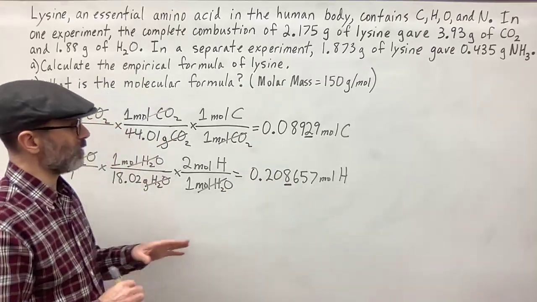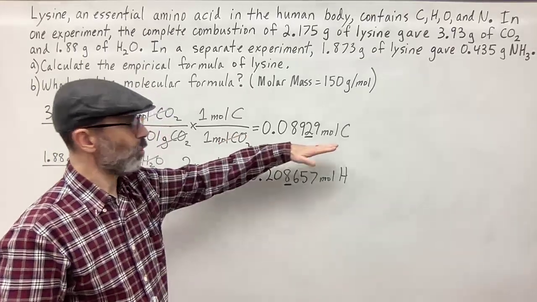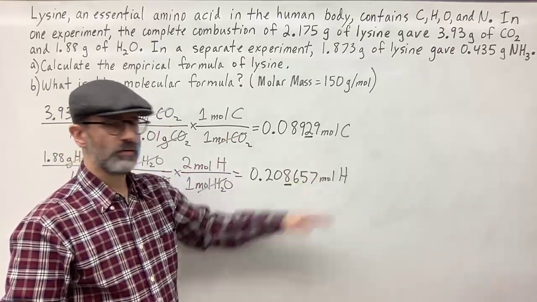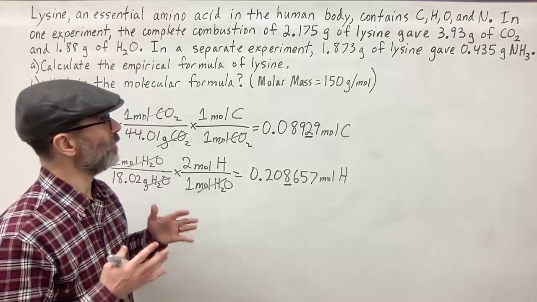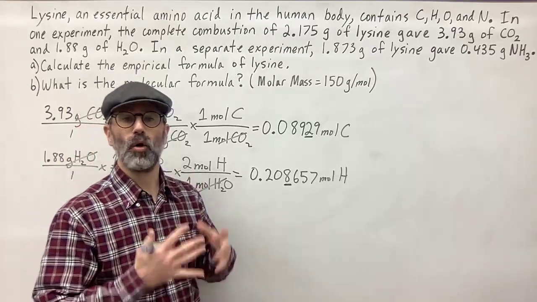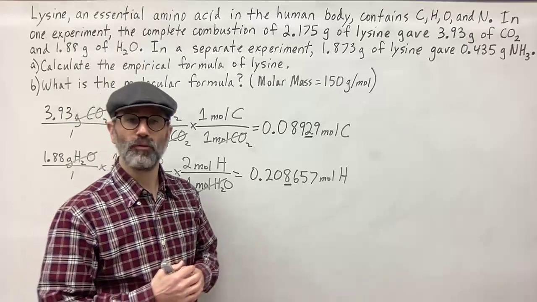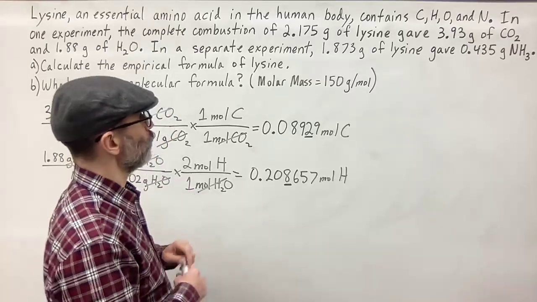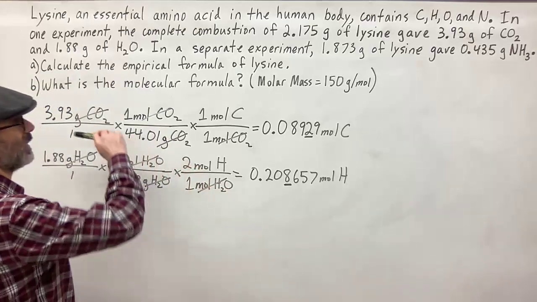Now I have the moles of carbon and the moles of hydrogen. I would now need the moles of oxygen and the moles of nitrogen before I can go on to figure out what the empirical formula is. So you need to go to the second experiment.